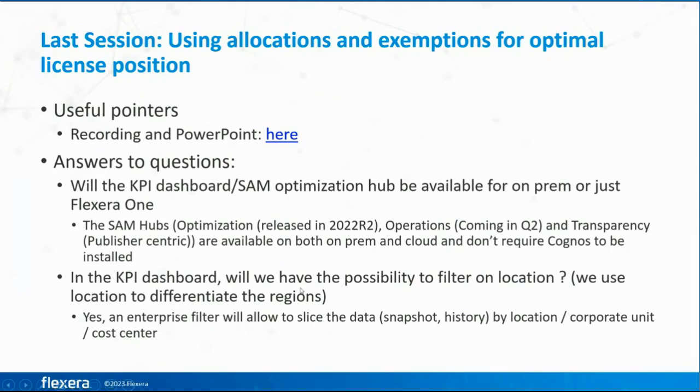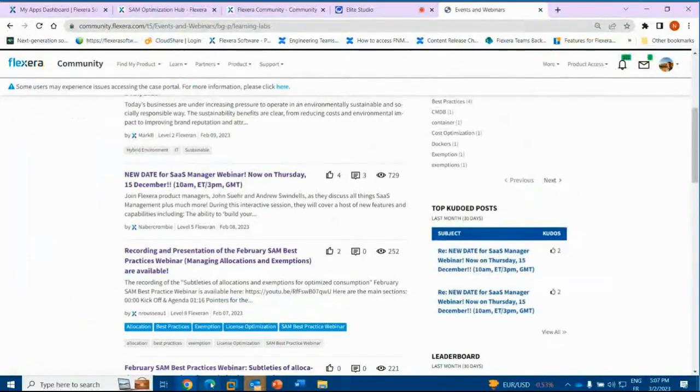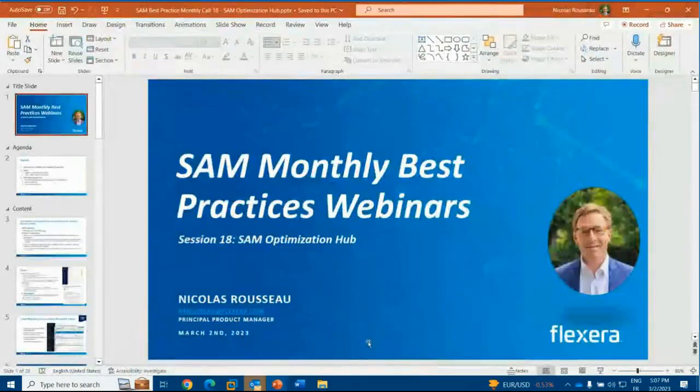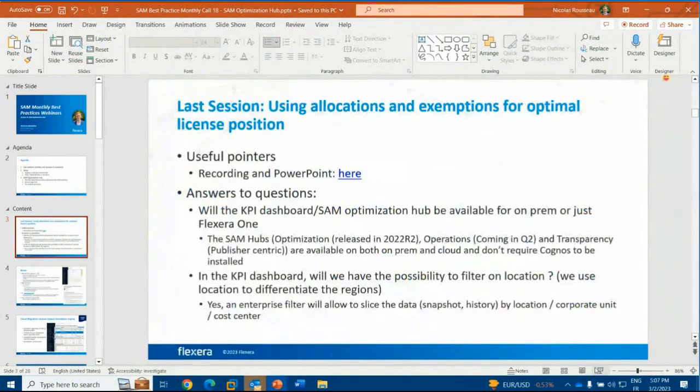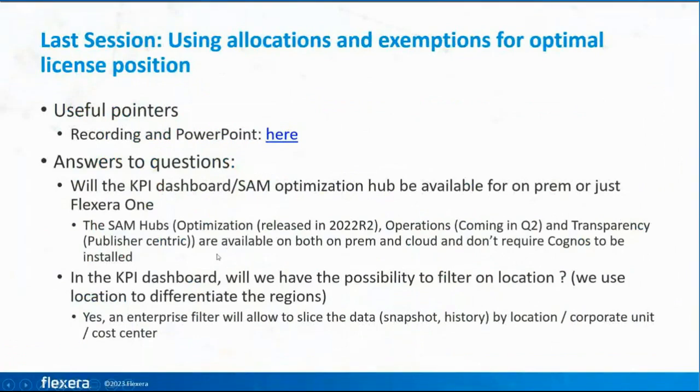Second question was, in the KPI dashboard, will we have the ability to filter the location? I will just quickly show the dashboard, the SAM Operations Hub. And indeed, there is an enterprise filter that will allow you to slice the KPIs by enterprise group and so on. I will go back to that a little bit later in this presentation. Okay, so moving on. The questions were not very large or complicated.